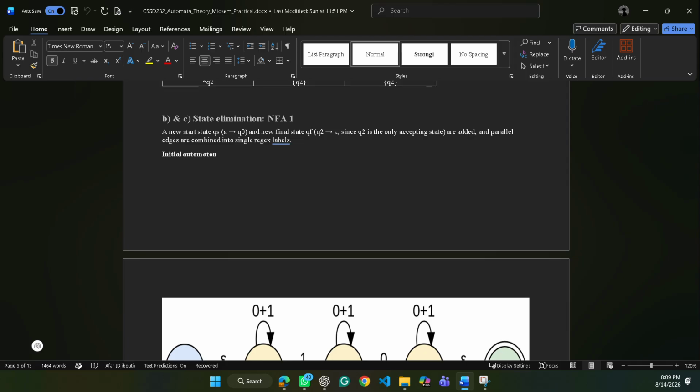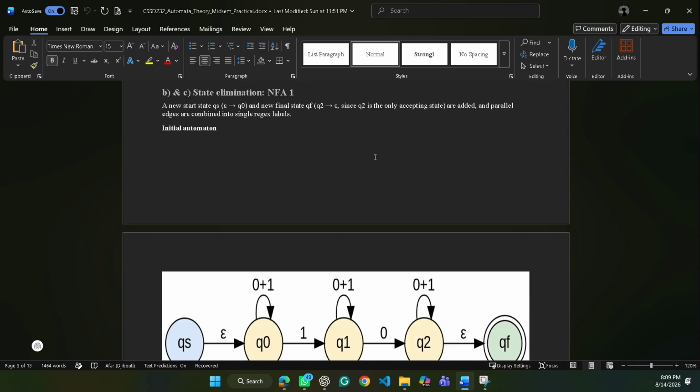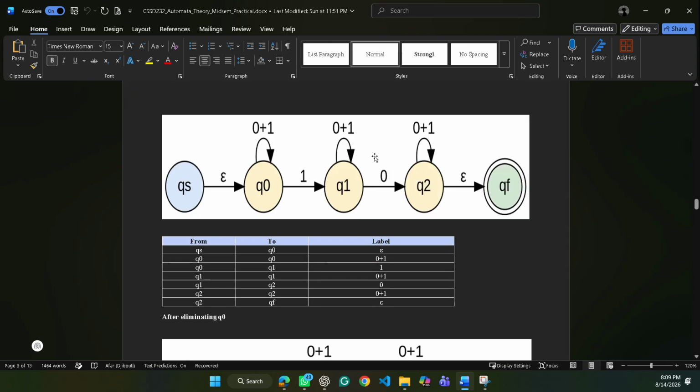I first introduced a new start state called QS, with an epsilon transition to Q0. I also introduced a new final state called QF, with an epsilon transition from the original accepting state. Yes, that's what I did in this question. And so I then combined parallel edges where necessary.